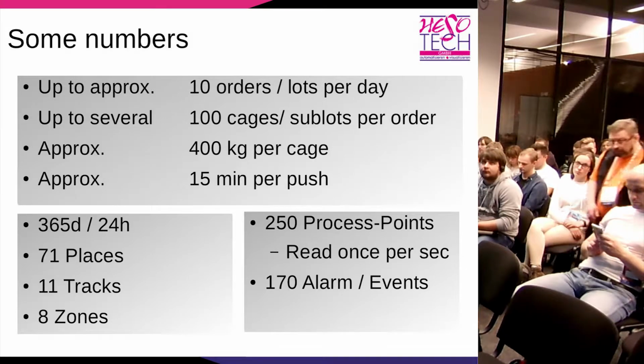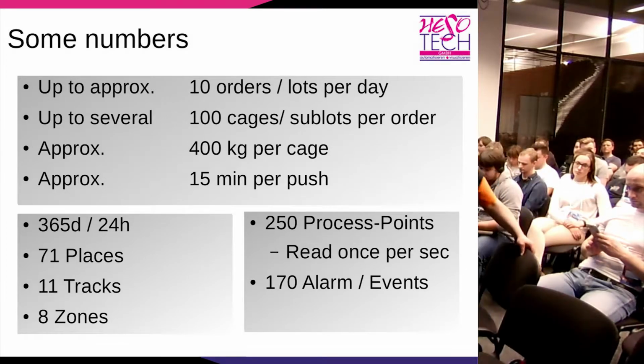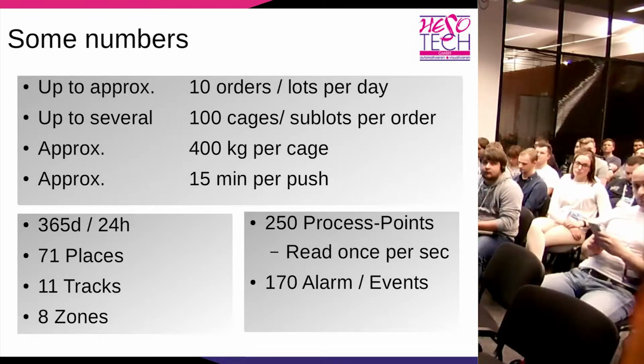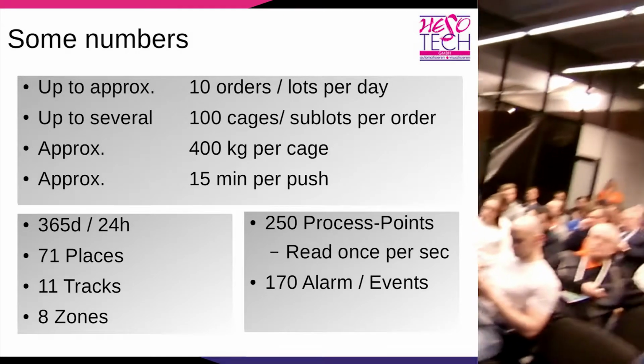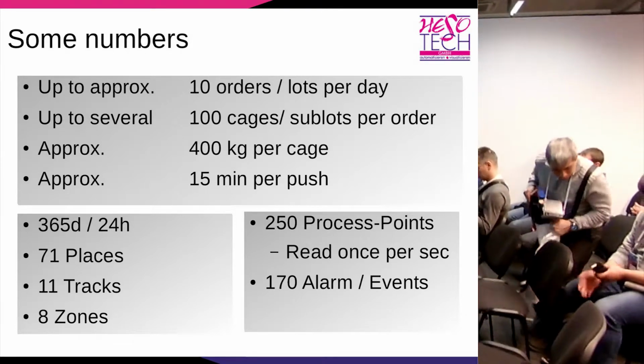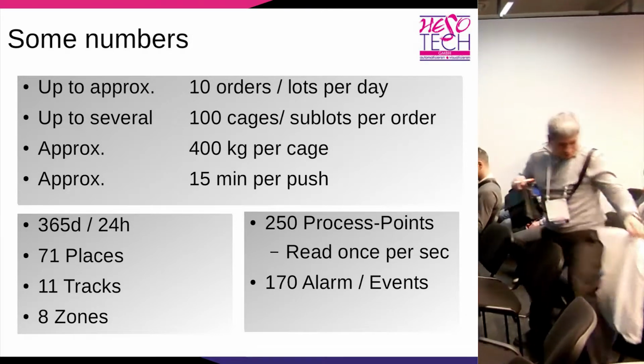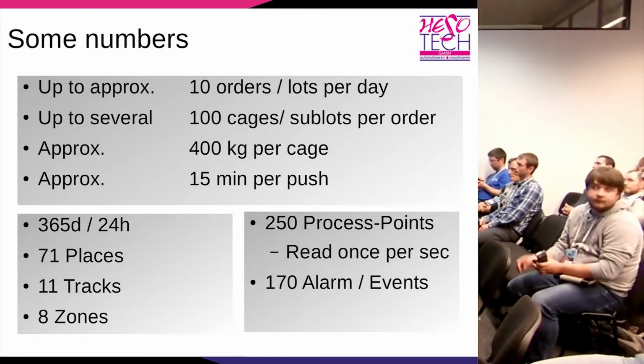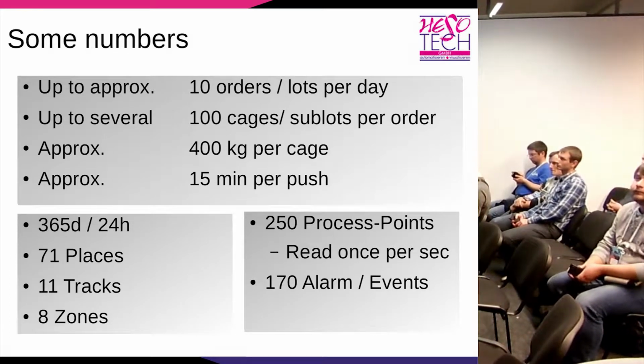So inside the furnace you have 71 places, 11 tracks, and 8 zones where you have to measure the temperature. Then what is also very important, you need process points. We're measuring 250 process points and 170 alarms and events, which are generated by the systems, and all that is handled by Postgres. And Postgres is in the center of all that.